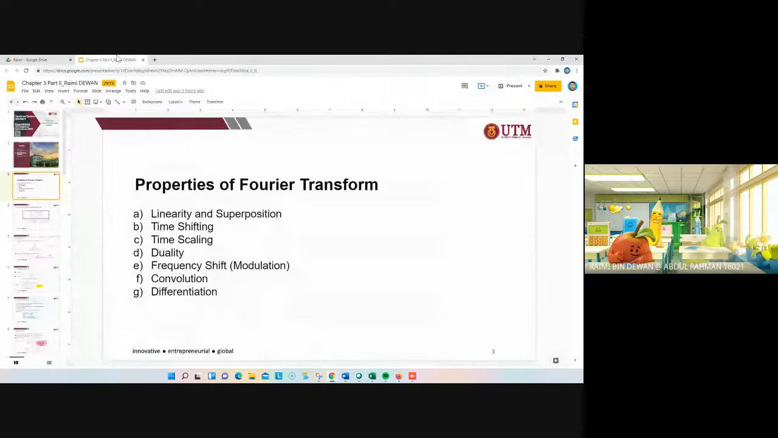So the properties of the Fourier transform that we will learn today, in this one hour, are linearity and superposition. I think last time during the in-class exercise, I did ask about linearity, right? Then linearity and superposition, time shifting, time scaling, duality, frequency shift.